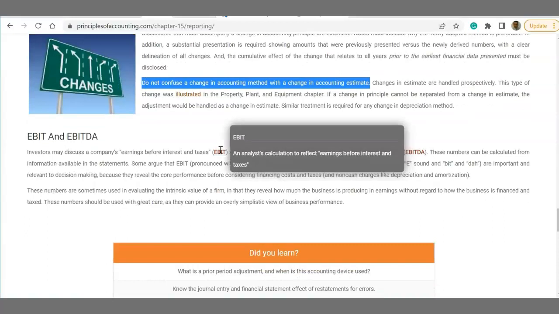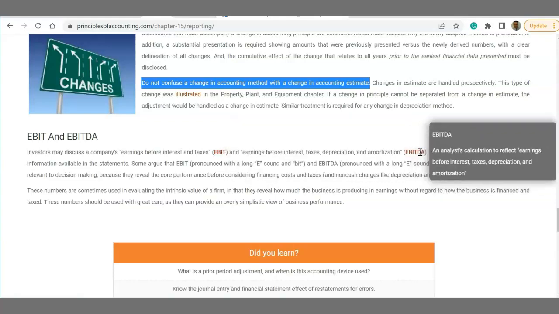There are a few words that in accounting you might see. They call it EBIT or EBITDA. EBIT is an analysis calculation of earning to reflect earning before interest and taxes. So earning, E, before interest and tax. They want to know how much the company's earning is before any interest or tax.